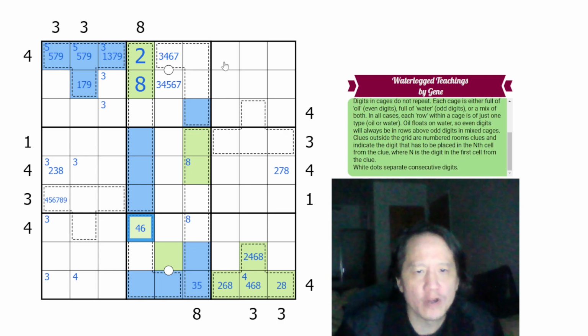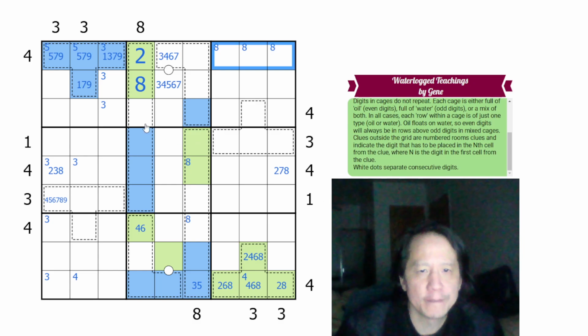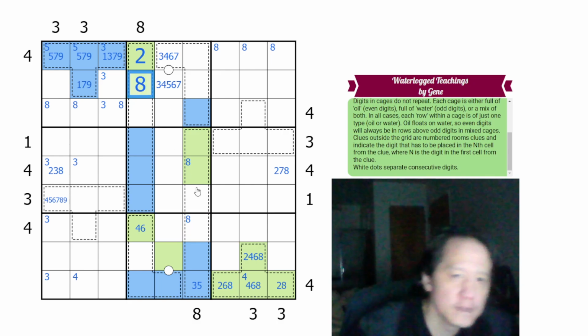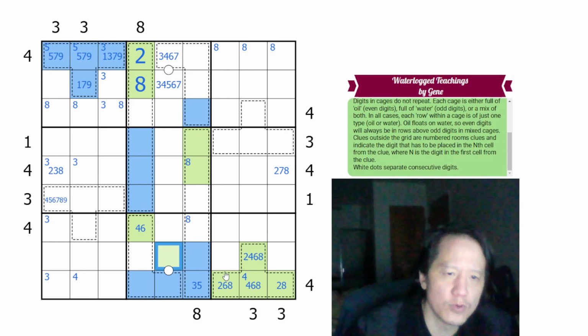So therefore, 8 has to be one of these 3. 8 has to be one of those 3. Because we know that's 8. One of these is 4 or 6. This could be 2 or 8.